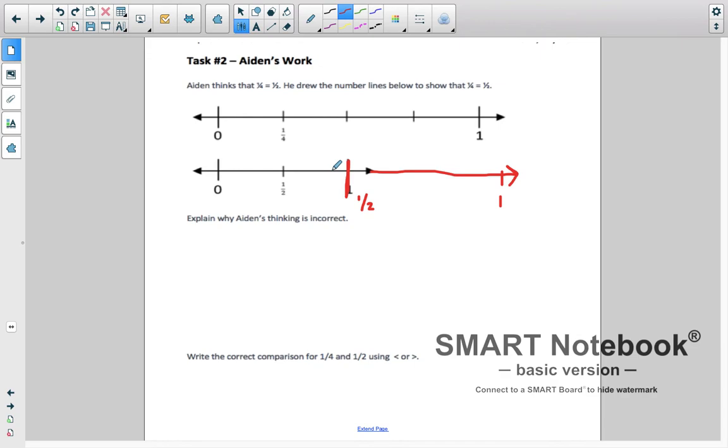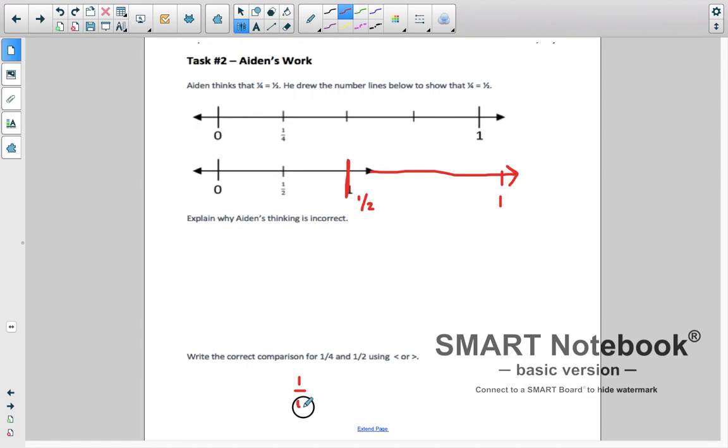So Aiden is incorrect. And remember, you want to write a sentence. He's incorrect because, well, we talked about the number lines. They're not the same size. So that's why he's incorrect. He needs to make sure that if he's going to compare them, that the number lines are the same exact size. So it says, write the correct comparison for 1/4 and 1/2 using the less than or greater than sign.